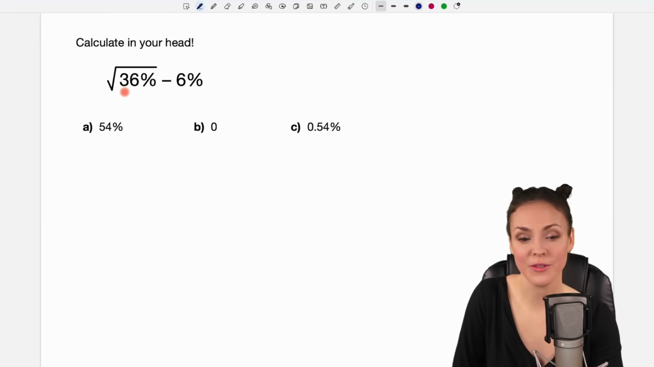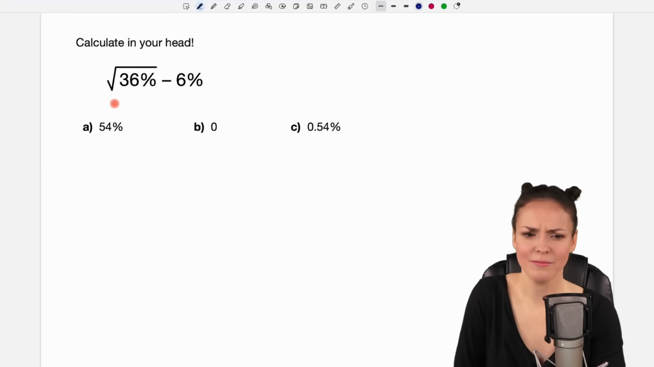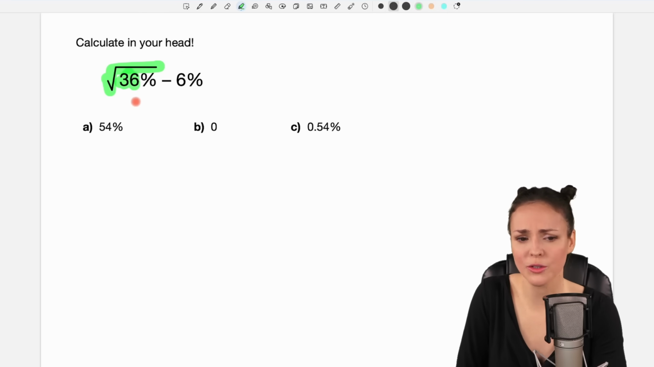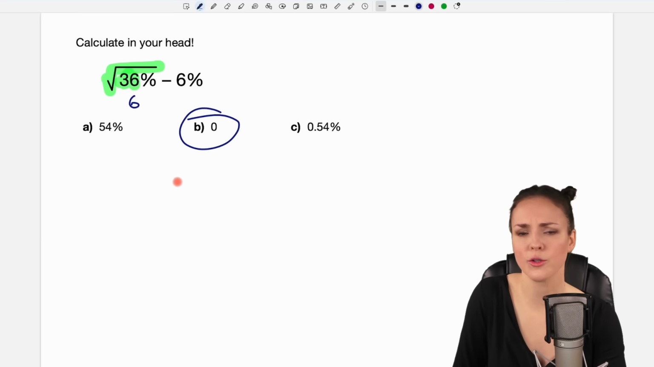The square root of 36% minus 6%. Is it A, B, or C? I can imagine that some of you might say, that's easy, it's just the square root of 36, so we get 6. So we have 6% minus 6%, so it's just 0. It's answer B. Is that correct?